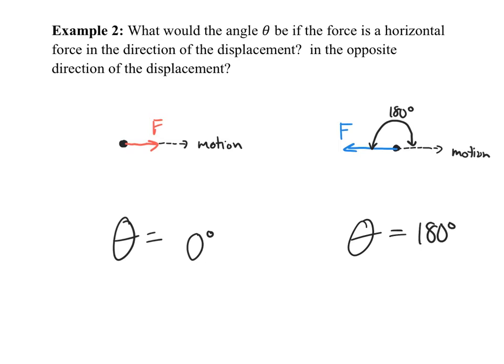Cosine of 0 is +1, but the cosine of 180 is -1. So what does it mean, George? It's going in the opposite direction. So what does that actually mean then, George? The work done is negative.